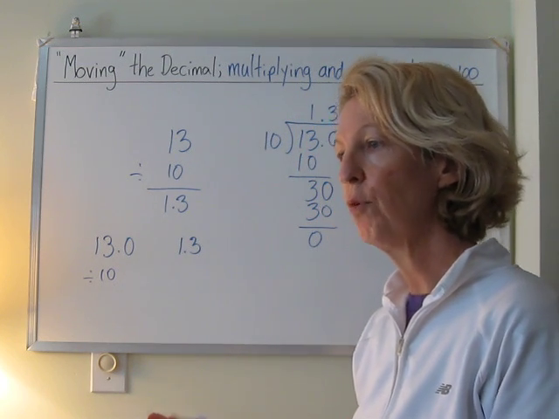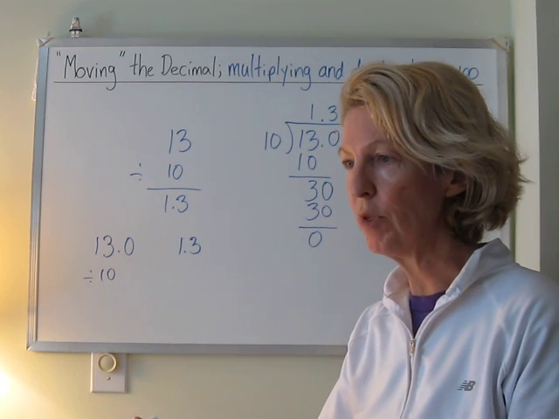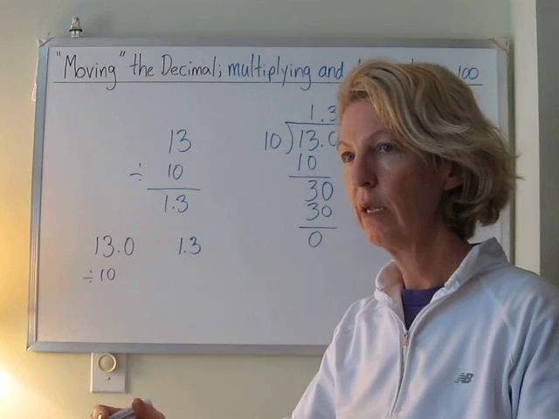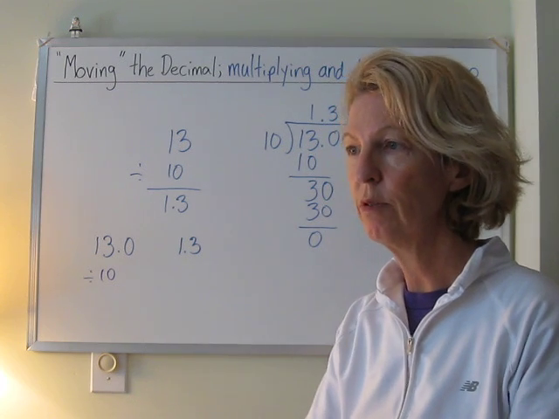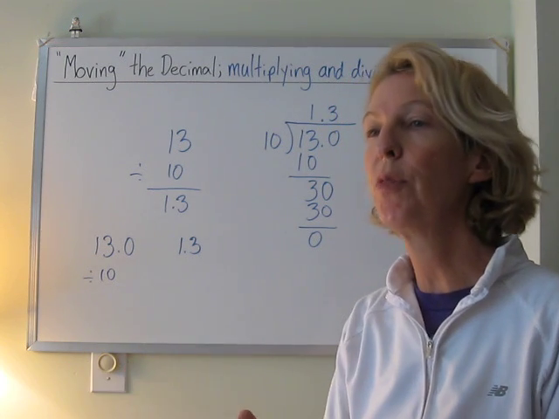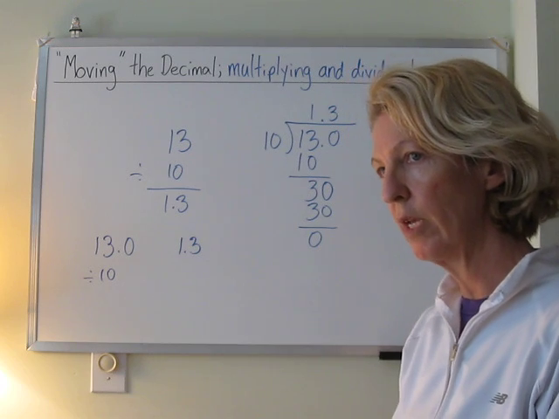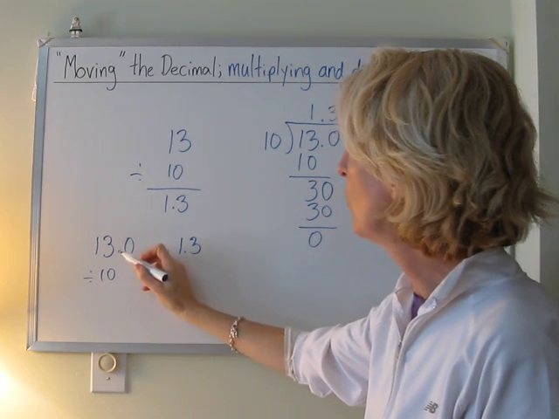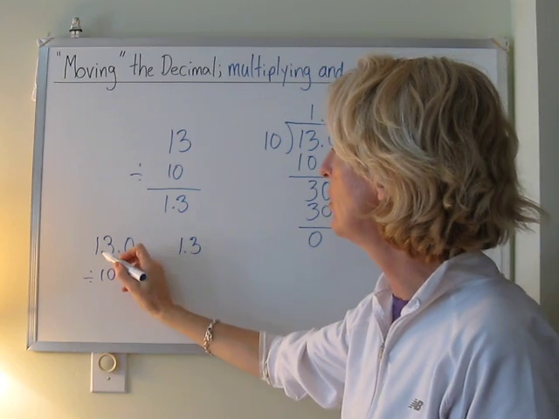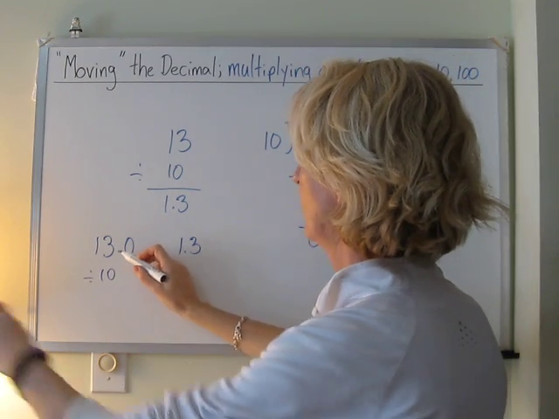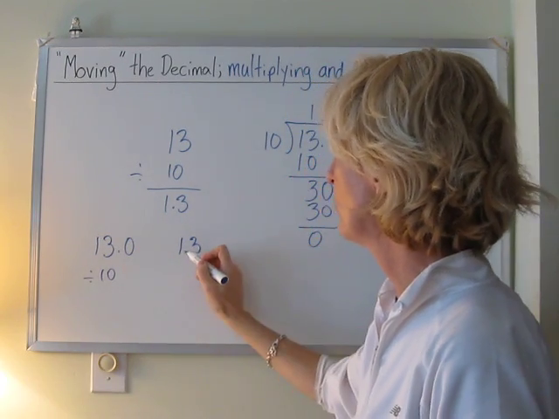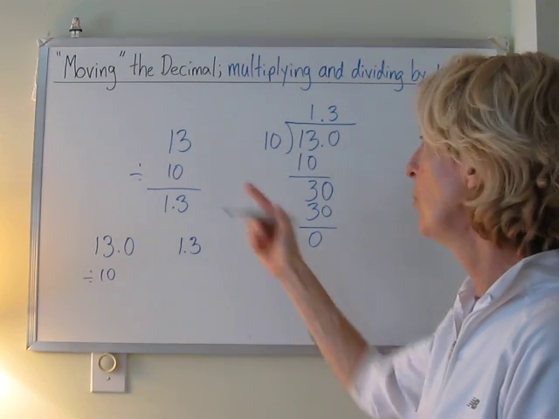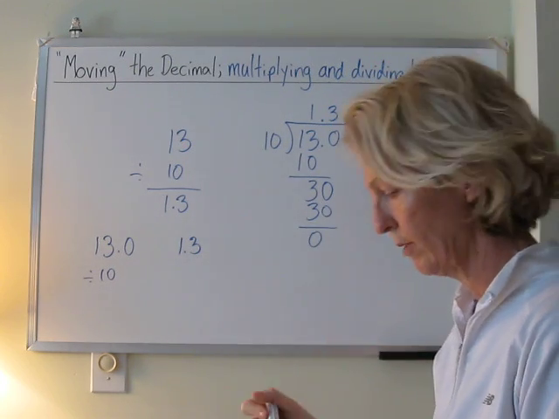If we have a basket of 40 apples and we have to divide them among 10 kids, is every kid going to get 40 apples? No. We're going to end up with a smaller number. And so every kid gets 4 apples, right? So when we're dividing, we move the decimal to the left, and we end up with a smaller number. And when we're multiplying, we end up with a bigger number. We move the decimal to the right.